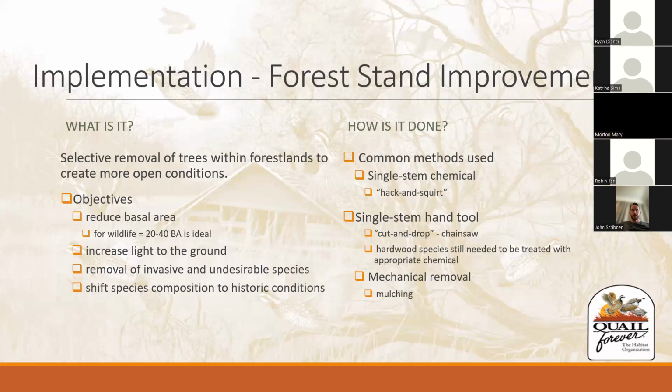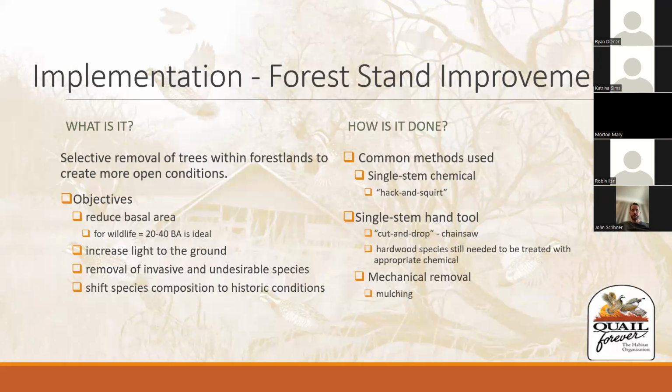So how is it done? There are a few common methods that we use. Again, the method that you would want to utilize on your property is going to need to be determined through that management plan, through that resource inventory. But the three most common ones are what we call single stem chemical, which you might have heard referred to as hack and squirt. So this is essentially when you are girdling the tree with a hatchet or a machete, cutting into that cambium layer all the way around the tree, and applying an appropriate herbicide directly into those cuts.